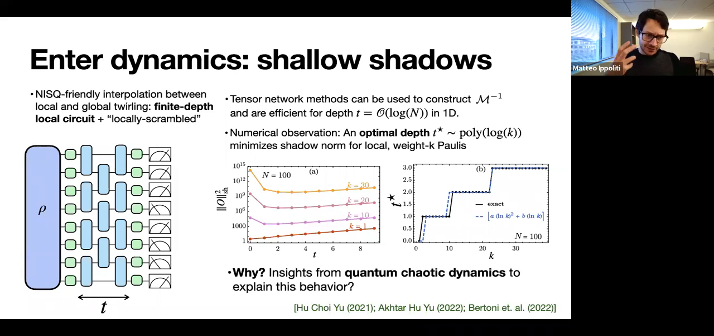So the question that got us thinking about this is, why does this behavior arise? This is quite surprising. You might have expected that the optimal depth might be linear in K, for example, on grounds of causality. You might think you need to fit some light cone in there, or something like that. It's not so clear why a logarithmic scaling should emerge, and it's interesting to try and understand this from a standpoint of quantum chaotic dynamics, because this really is happening under the action of this random circuit as a function of time. So it's directly tied to dynamics.